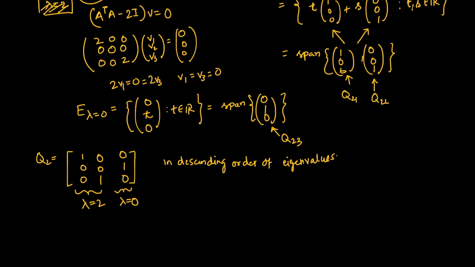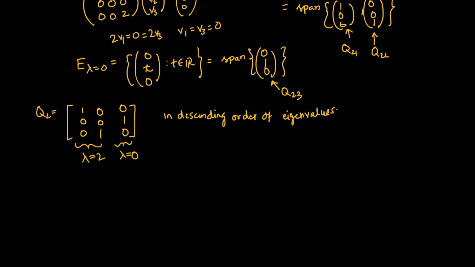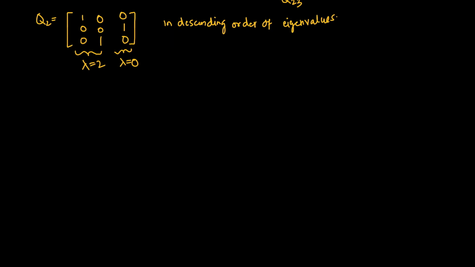Okay. Now let's get to the second step of the problem. The second step says to multiply the eigenvector of A transpose A by A to obtain the eigenvectors of A A transpose. Now let's see why that makes sense. So what we have obtained are eigenvectors of A transpose A, right? What does that mean? That means we have obtained eigenvectors V such that A transpose A multiplied with V is equal to lambda V, right?